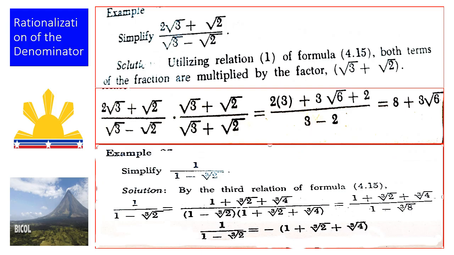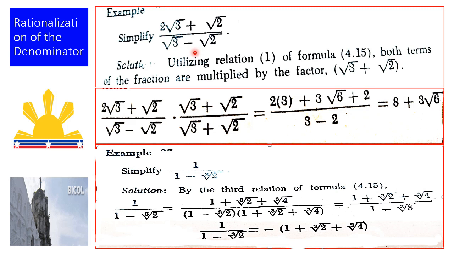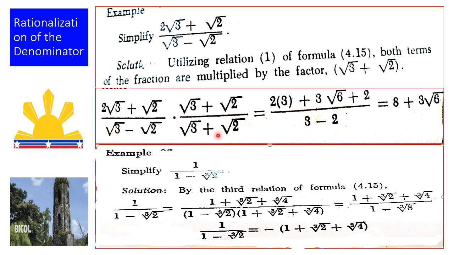We have another example of rationalization of the denominator. Simplify 2 square root of 3 plus square root of 2 divided by square root of 3 minus square root of 2. Okay, i-multiply natin yung denominator by its conjugate. Ito na nga po yun. Square root of 3 plus square root of 2, kasi minus to, conjugate niya, plus, both the numerator and denominator.